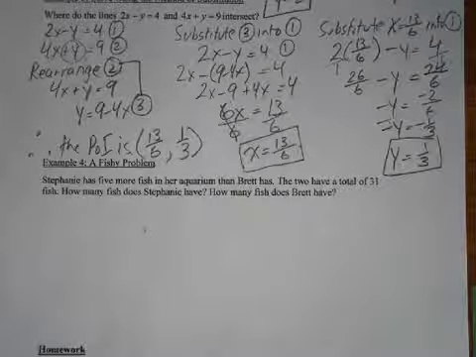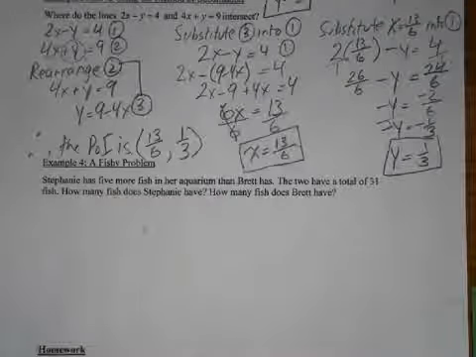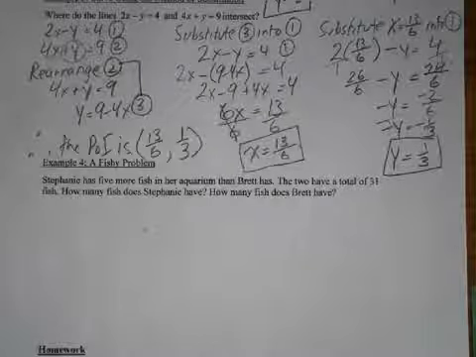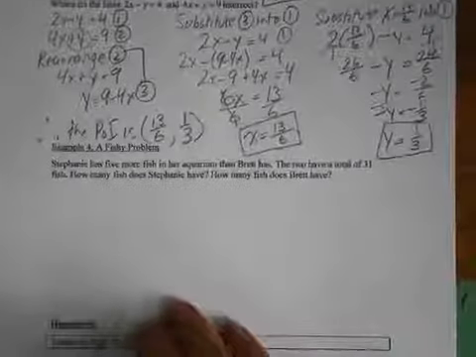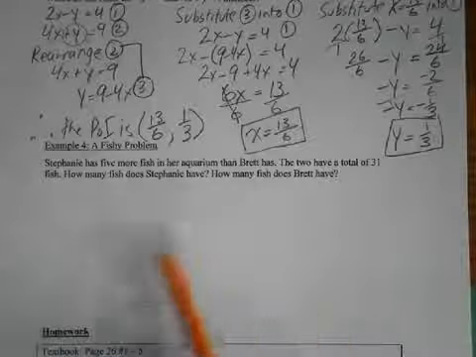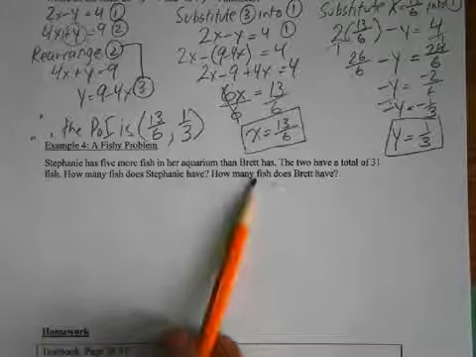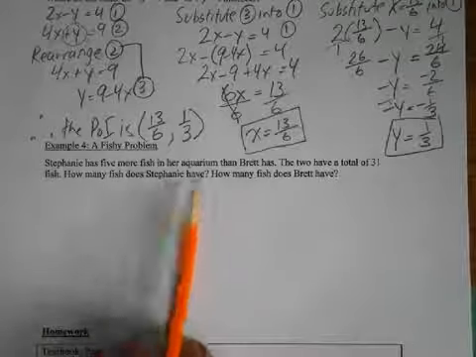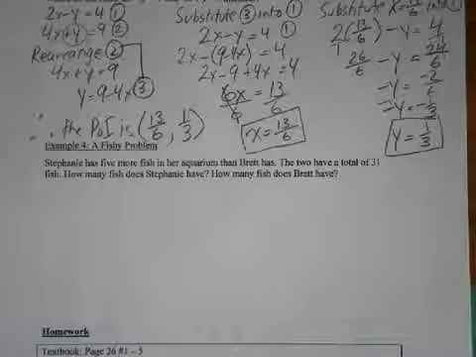Okay, so let's read the question. Stephanie has 5 more fish in her aquarium than Brett does. The two have a total of 31 fish. How many fish does Stephanie have? How many fish does Brett have? Okay, so it doesn't really seem like it involves a linear system, right? Because you're not really thinking about lines here. You're thinking about two unknowns, and the two unknowns here are the number of fish Stephanie has and the number of fish Brett has.